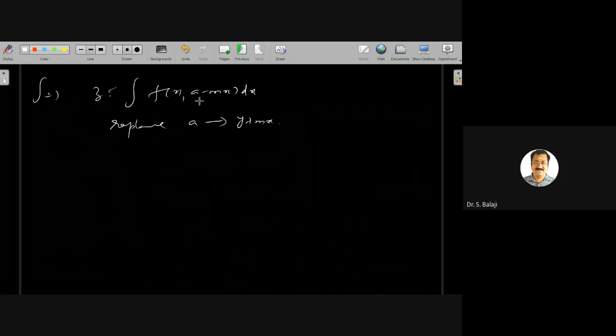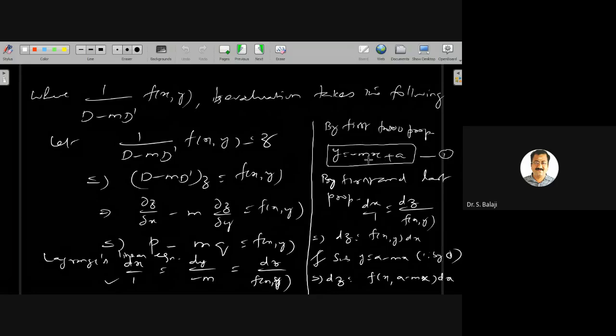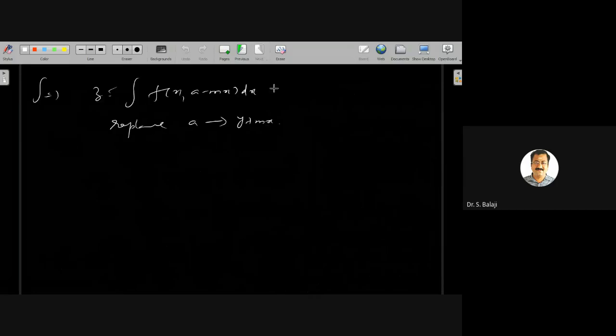You cannot use any arbitrary constant here. Therefore, finally, after integration, if you have any a, you have to replace a again with this form: a is equal to y plus mx. That will be the idea here.